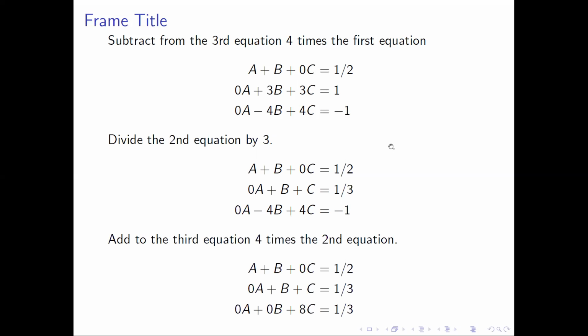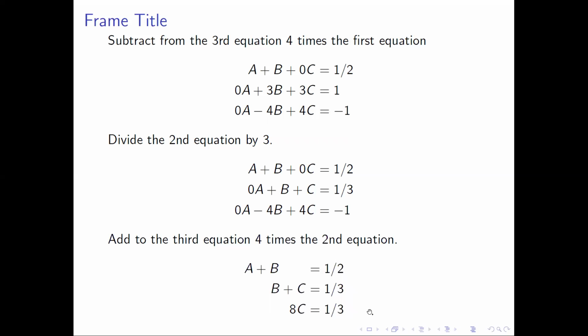The next step is to kill this term. And to do that, we can add to the third equation 4 times the second equation. 4B will cancel out this term, 4C will combine with that to give 8C, and everything else stays the same. Now that's our final system, and that system solves itself. Let's rewrite it by removing all the terms that have coefficient 0. Here's what it looks like.